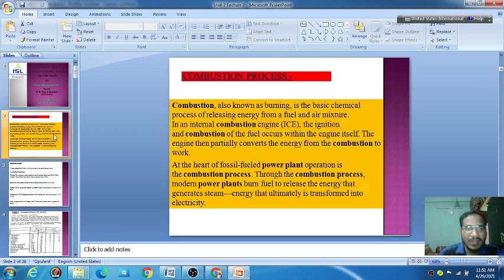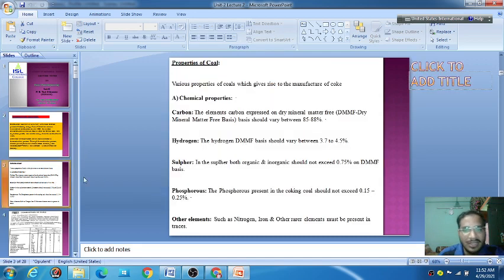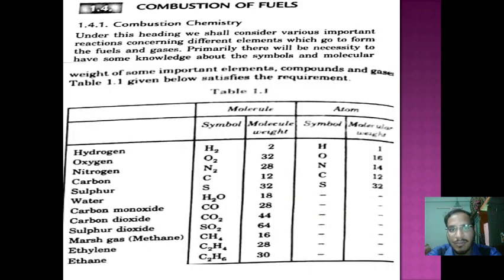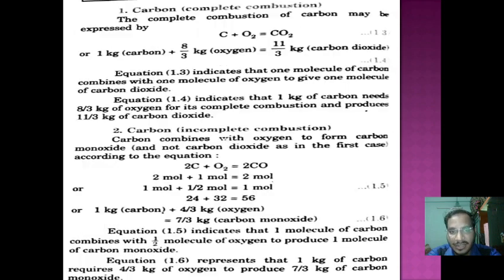In the last class we discussed the combustion, what the combustion process is, and the properties of coal. In the chemical properties of coal we discussed carbon, hydrogen, sulfur, phosphorus, and other elements such as nitrogen and iron. We also discussed combustion of fuel, and I told you the molecule symbols and molecular weights. Remember these symbols and molecules that I told you in the last class.